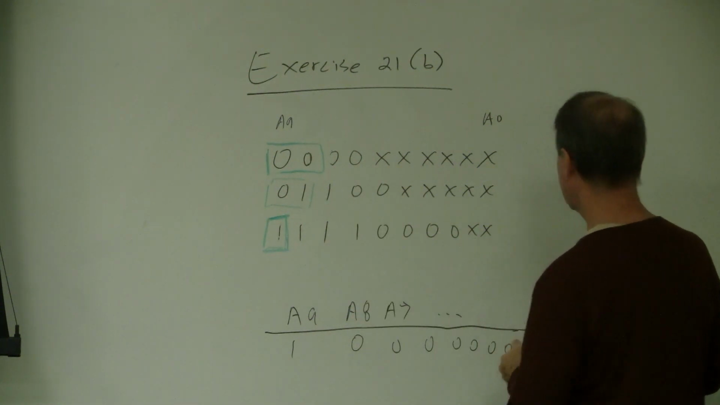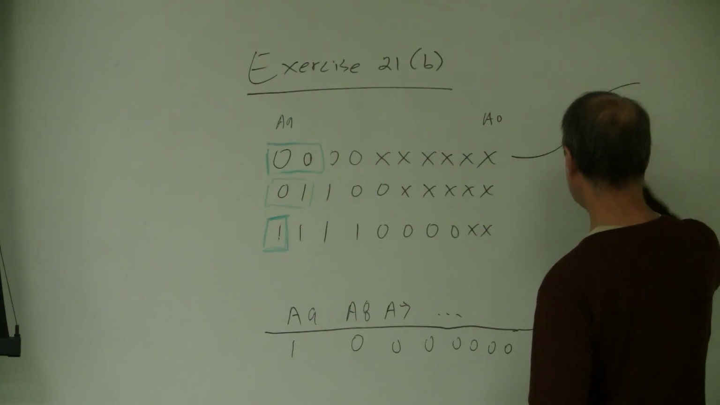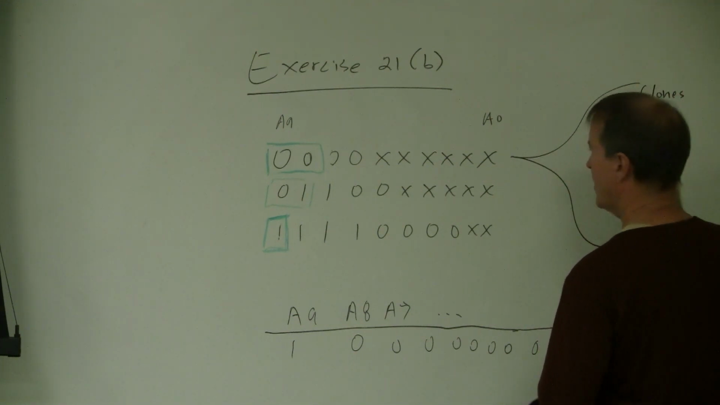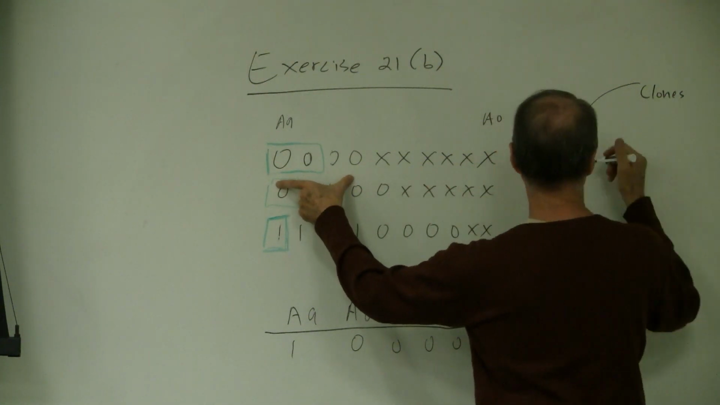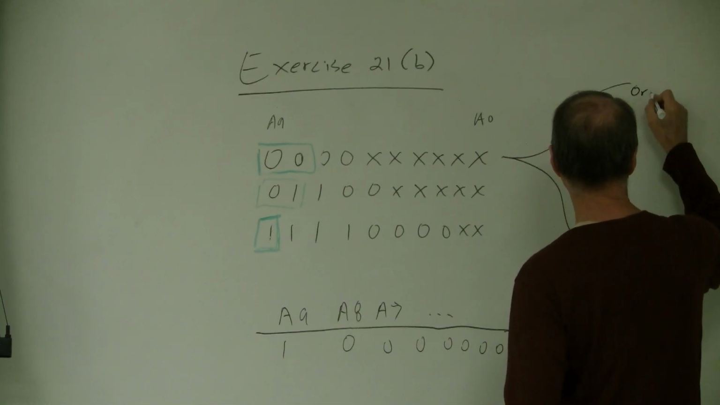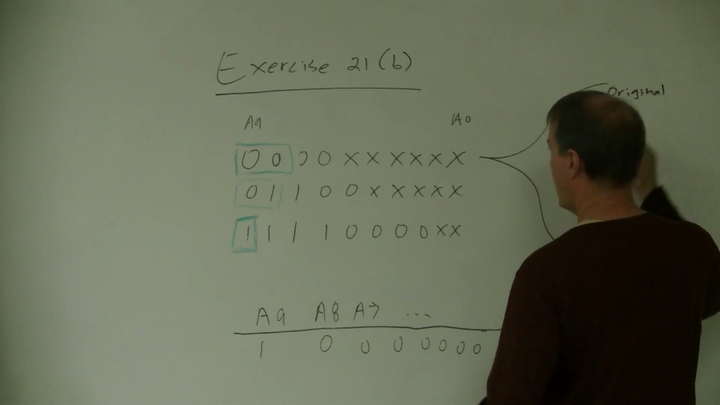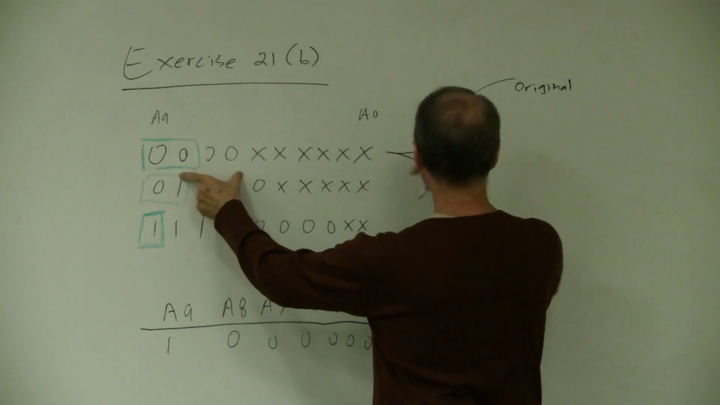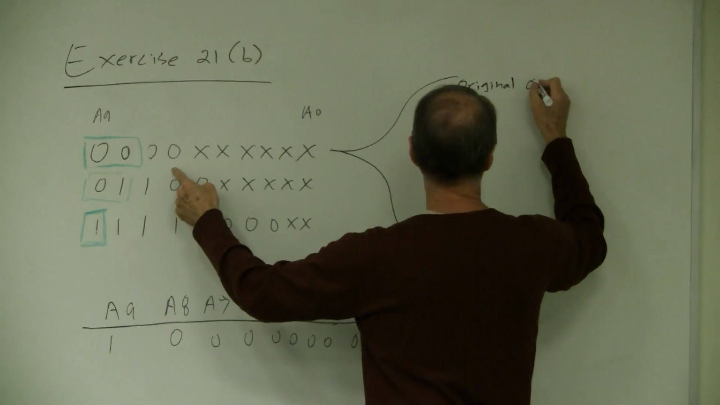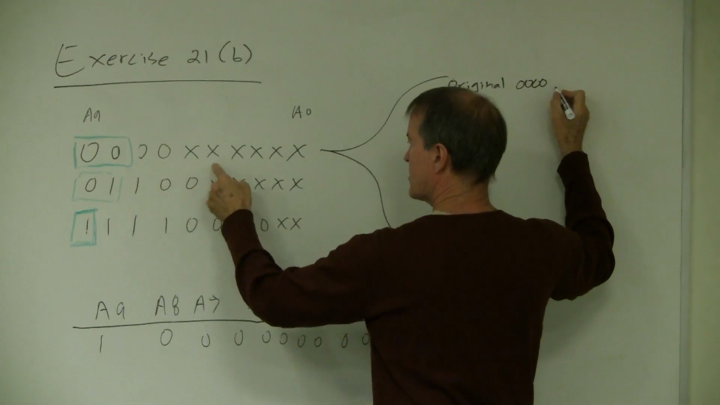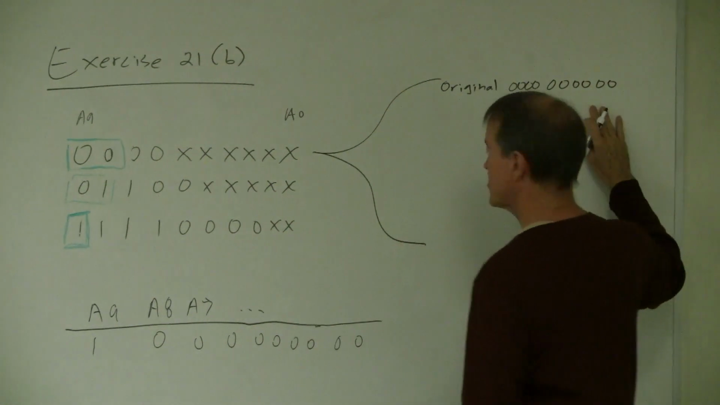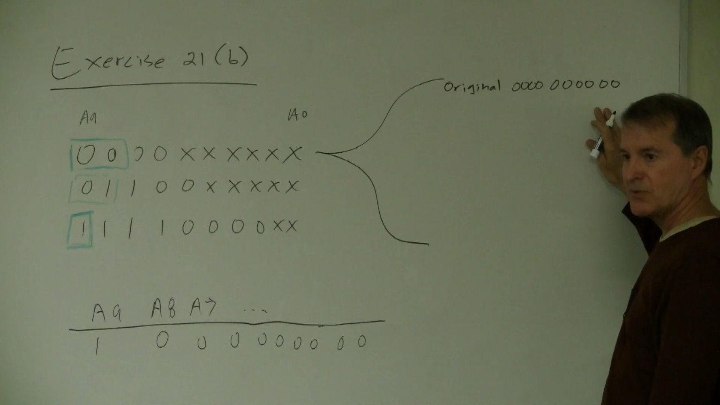Here, let's do this. Clones. Where are the clones? The clones are at what? Well, first of all, let's do the original. Where is the original device? At what address is the original device? The original device is at address 0000 000000. That's the original. That's the starting address of the original device, right?